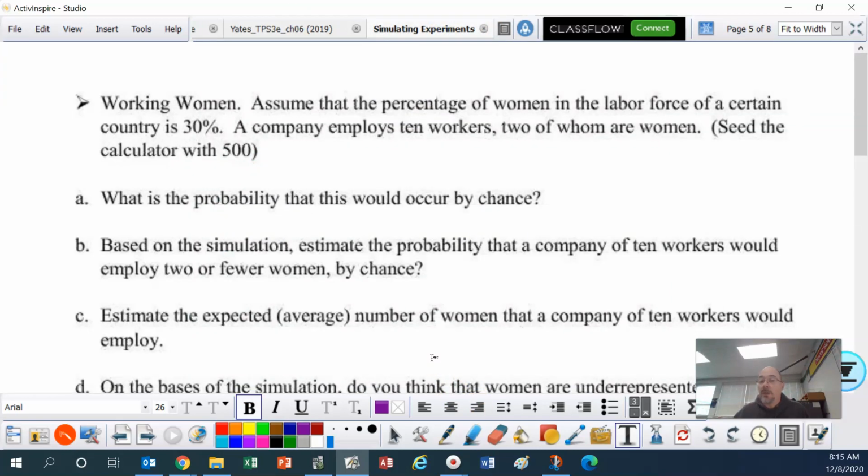First one, working women. Assume that the percentage of women in the labor force of a certain country is 30%. A company employs 10 workers, 2 of whom are women. Seed the calculator with 500. So we're going to use the calculator to simulate this one.